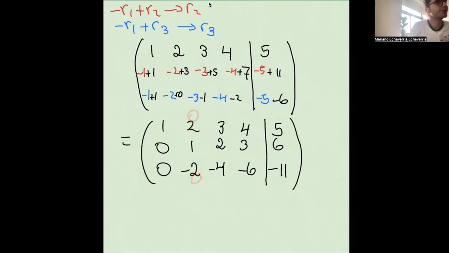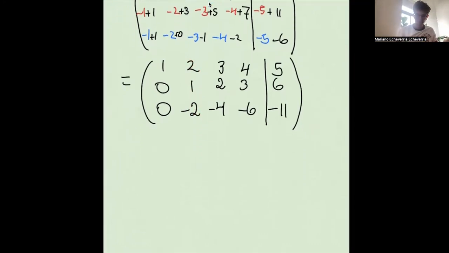And how can you put zeros? You only have one operation to put zeros. How can you put a 0 here? You can do -2 row 2 plus row 1, and I'm going to replace that into row 1. And how can you put a 0 here? You can multiply by 2, so you get 2 row 2 plus row 3 into row 3.